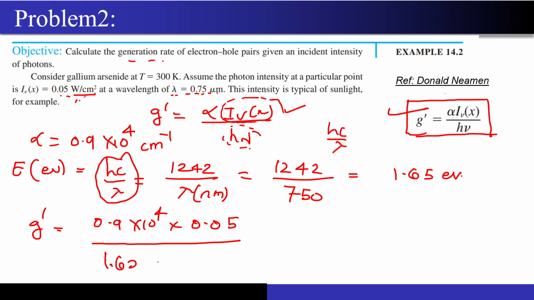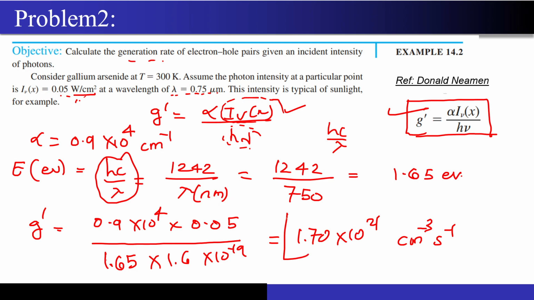So 1.65, and for electron volt I have to multiply it with the charge, correct? 1.6 into 10 to the power minus 19. So this g dash value, if you try to calculate, will come out to be around 1.70 into 10 to the power 21 per centimeter cube per second. So this is our final answer, and this is what they were actually asking.